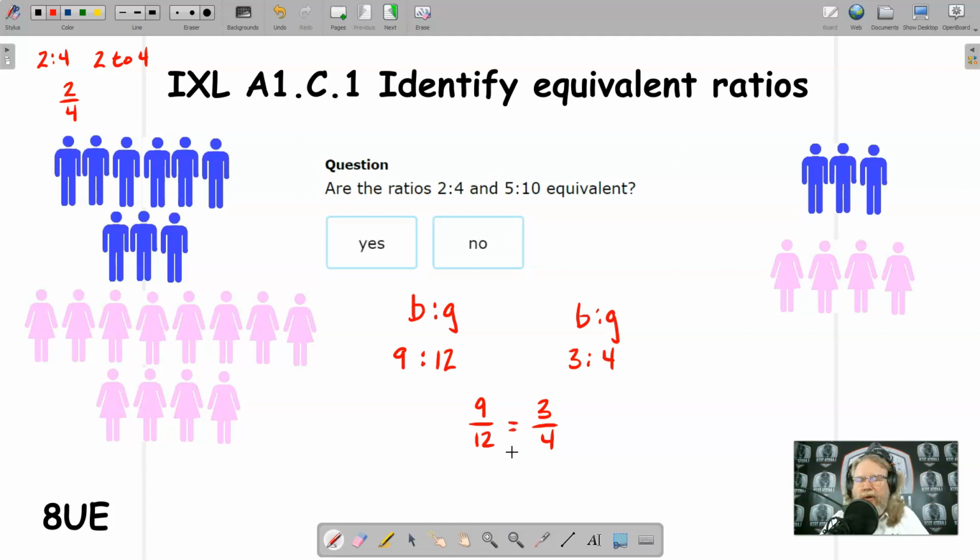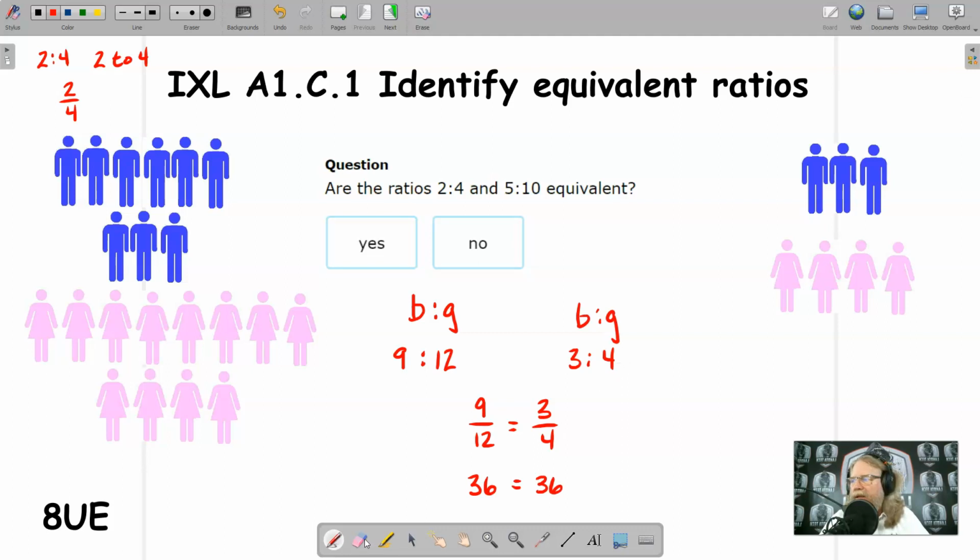Well, we could use cross products. We can multiply the extremes. The extremes are the upper left numerator and the lower right denominator. 9 times 4 is 36. And then we can multiply our means, the lower left denominator and the upper right numerator. Multiplying the means, we get 36 as well. So since the cross products come out equal, we can say that yes, the ratio of 9 boys to 12 girls is equivalent to the ratio of 3 boys to 4 girls.